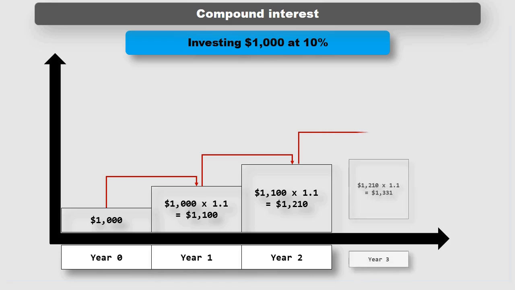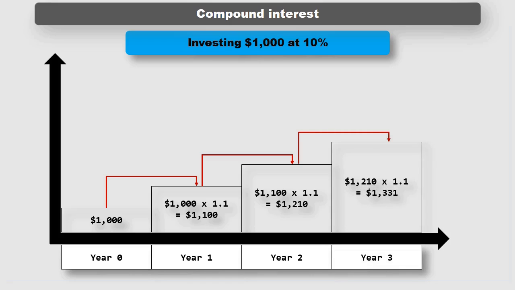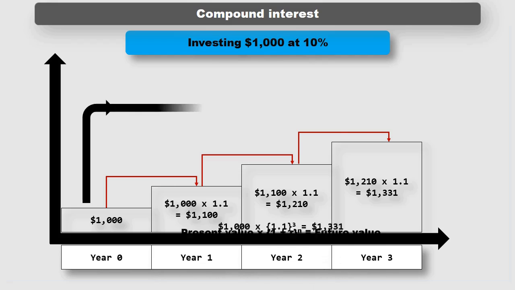$1,210. By the end of the third year, the balance would be $1,210 times 1.1 equals $1,331. This calculation can be done in one go as follows.